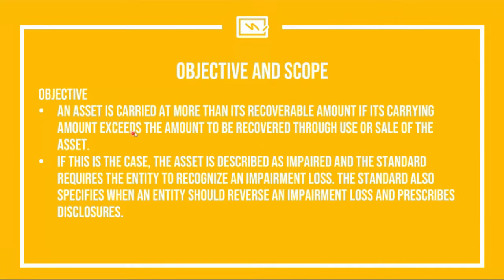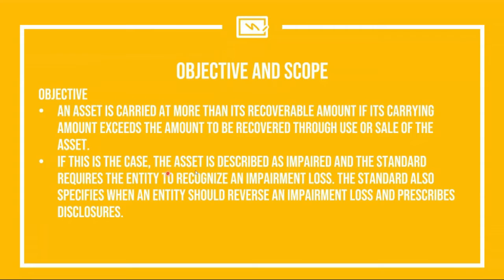So with the objectives being said, the standard also emphasized that an asset is carried at more than its recoverable amount if its carrying amount exceeds the amount to be recovered through use or sale of the asset. So when you talk about use, it pertains to the value in use. This is also known as the entity-specific value that we already discussed in the previous topics. So entity-specific value is basically pertaining to the value in use. And then for sale, this pertains to the fair value less cost to sell.